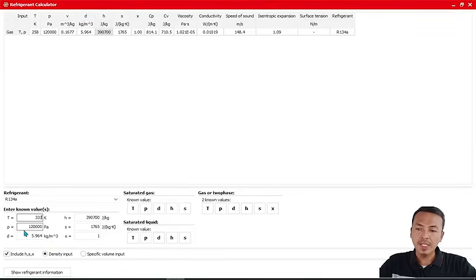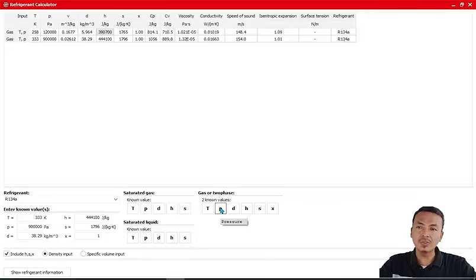And the condition at 9 bar, it should be 900,000 Pascal. Okay, then also neglect the density. So you need to treat the two known values, the temperature and also the pressure. So you get the data of enthalpy here at 444.1 kilojoule per kilogram.